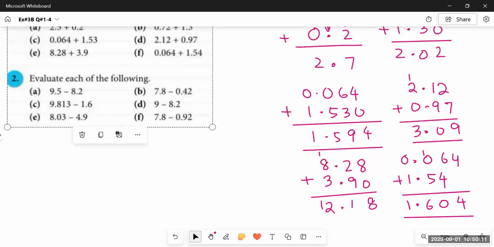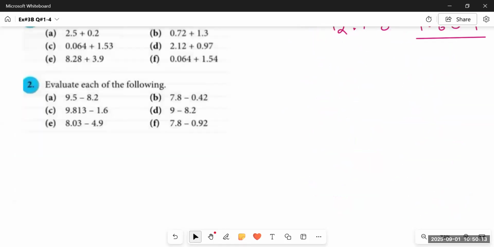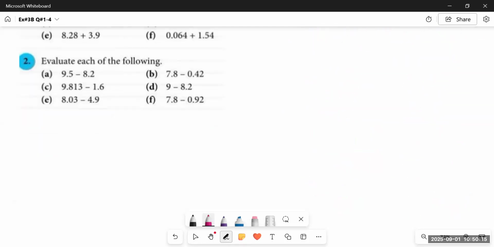Next, we have question number 2, in which we have to subtract the numbers the same way. We are going to put the greater number above and the smaller below. So it would be 9.5 minus 8.2. That is 3 comes over here. Here comes 1. So it's 1.3.